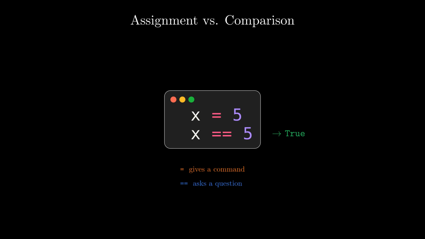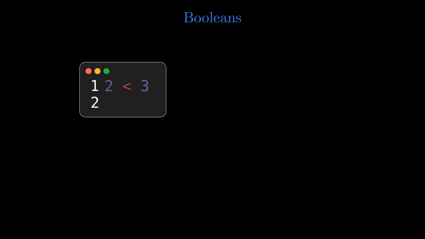One symbol gives a command. The other asks a question and gets an answer. Confusing the two is one of the most common beginner bugs. Expressions don't have to produce numbers. They can produce Booleans. Type 2 < 3 into Python, and it evaluates to True. Type 2 == 3, and it evaluates to False.